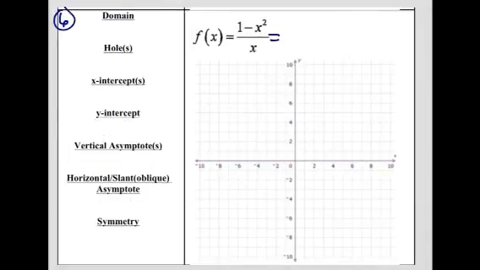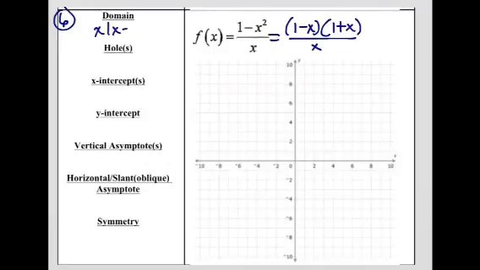Okay, so let's go ahead and factor the numerator. That's 1 minus x, 1 plus x, all over x. The domain is all x such that x cannot be 0, because that's what makes the denominator 0. No holes, because there are no common factors. X-intercepts: we have 2 of them, plus and minus 1, because those numbers make the numerator 0.